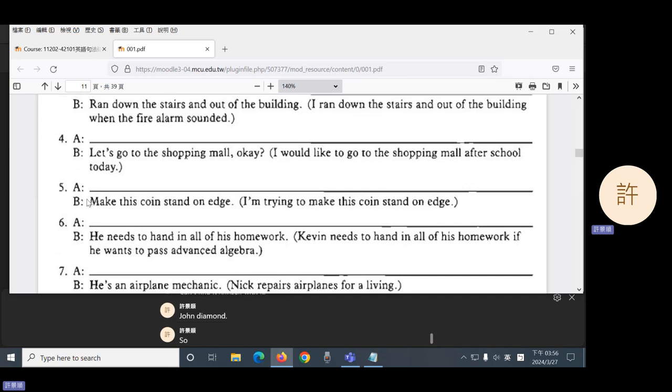So on page 11, question 5, the answer is still, what are you trying to do? The answer is still this one. What are you trying to do?